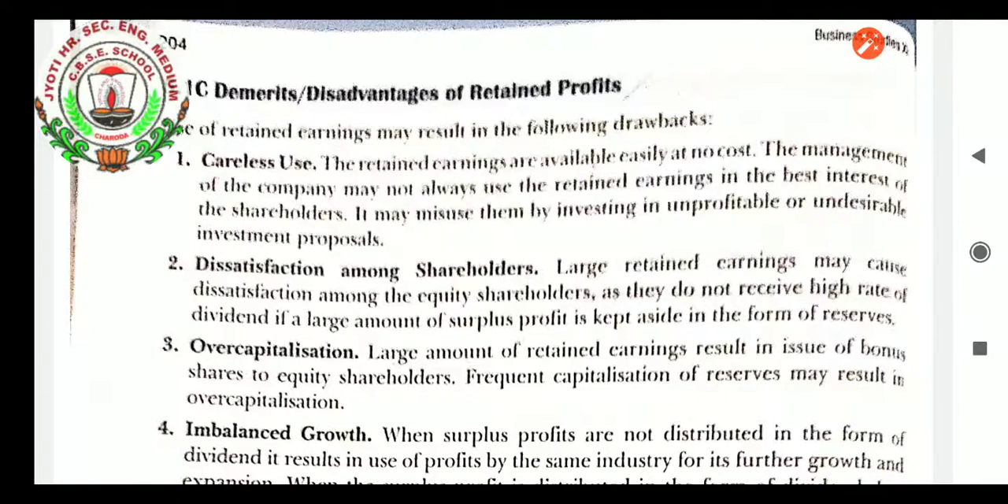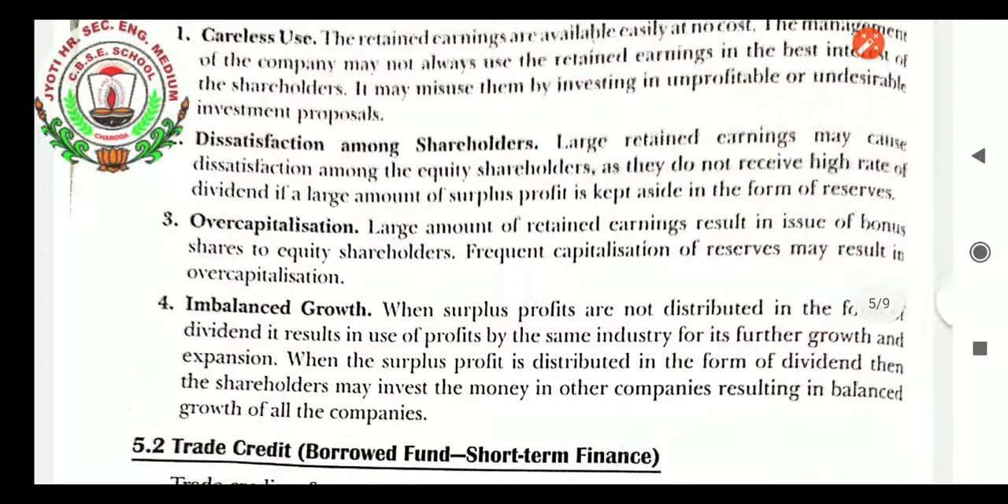Dissatisfaction among shareholders. Large retained earnings may cause dissatisfaction among the equity shareholders as they do not receive a high rate of dividend, while a huge amount of surplus profit is kept aside in the form of reserves. Instead of giving them the surplus part of the profit, it is accumulated in the business as retained earnings. So sometimes it becomes a question and a conflict among some equity shareholders, asking why the money is not given to them as extra dividend instead of being kept in the company as accumulated profit.